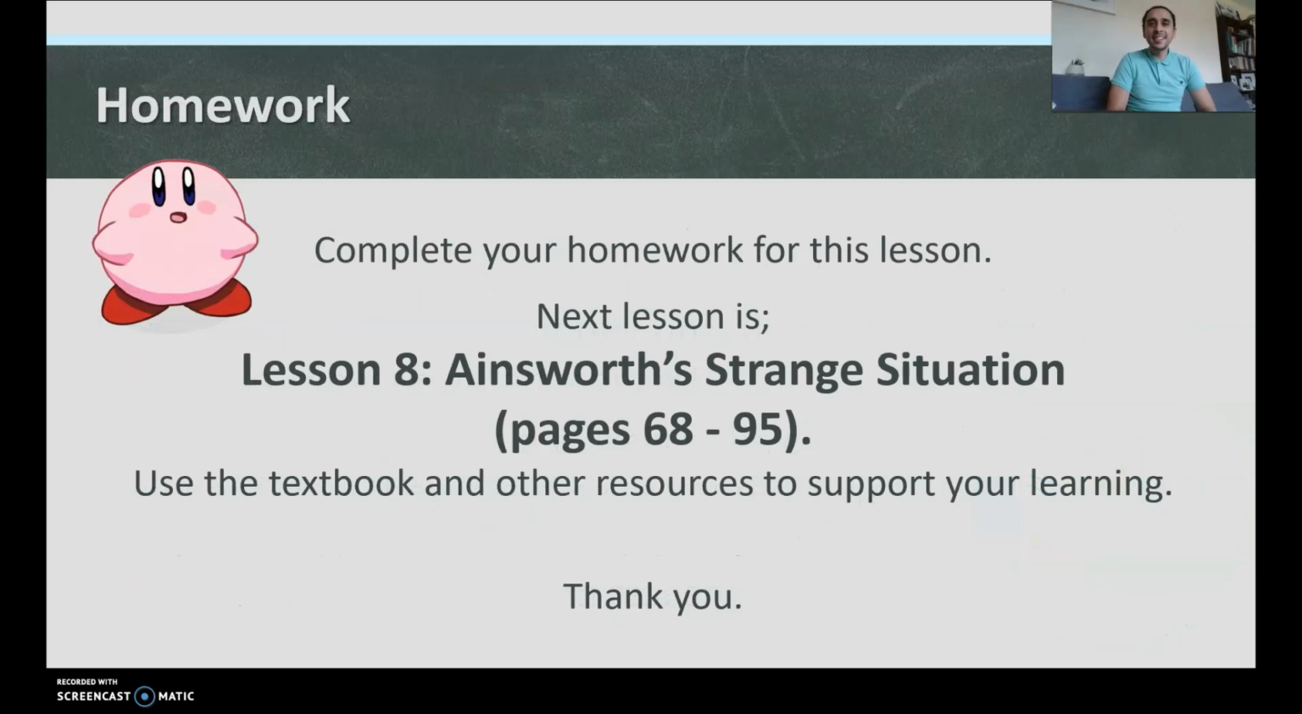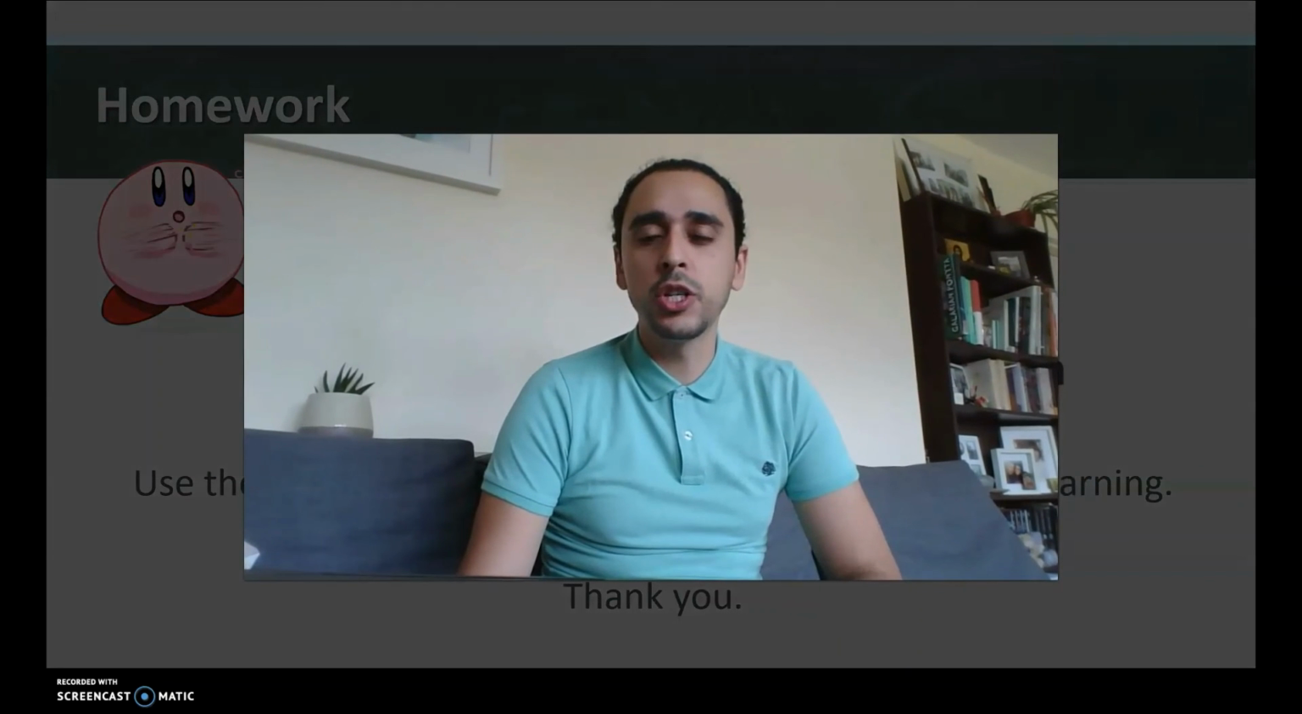And that was lesson 7, Bowlby's monotropic theory. Next lesson is going to be lesson 8, Ainsworth's strange situation.